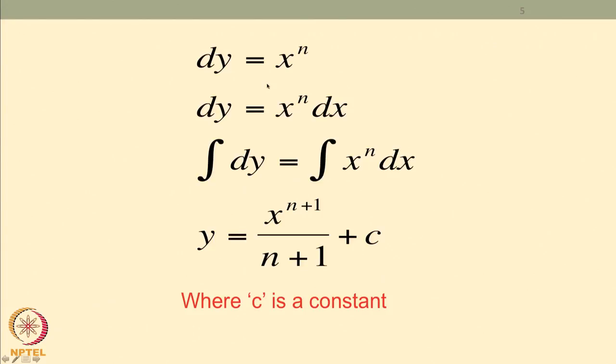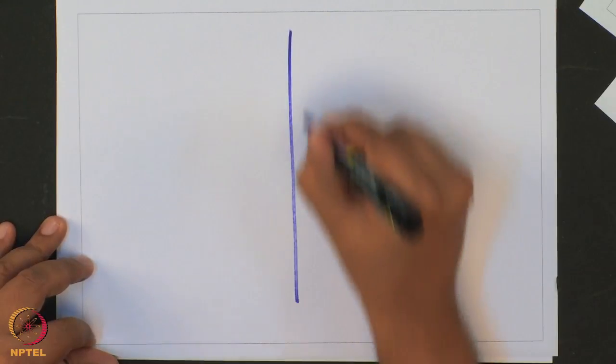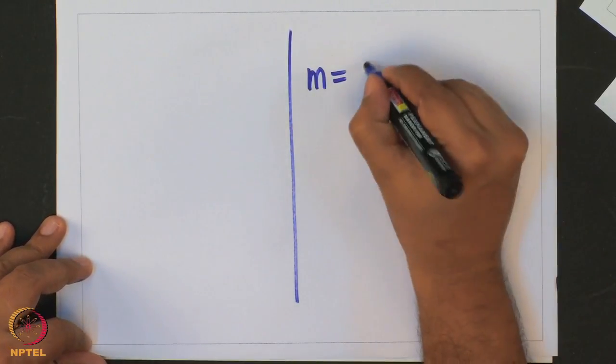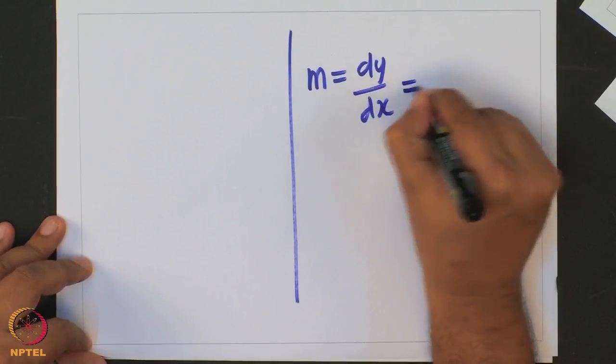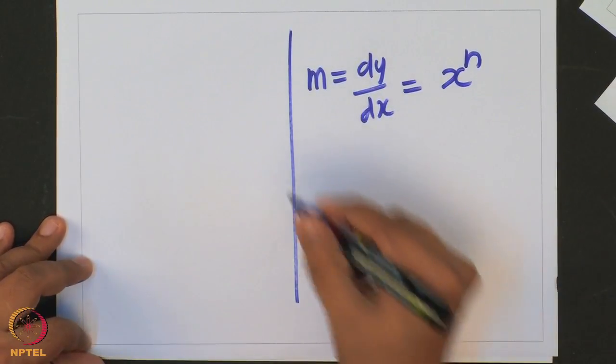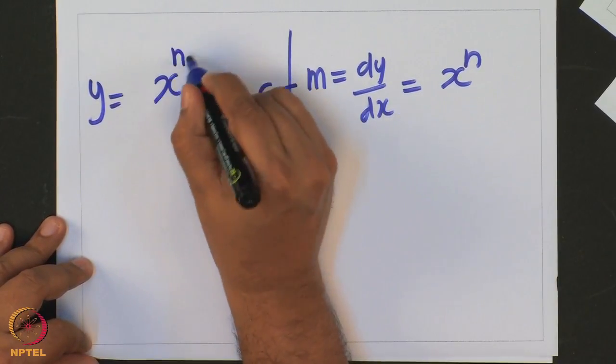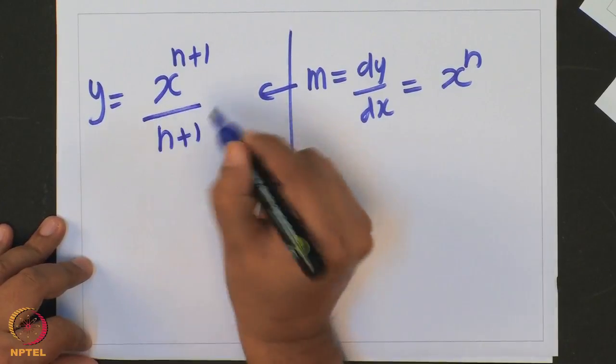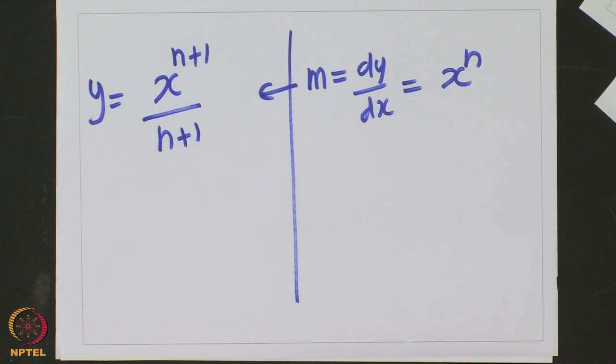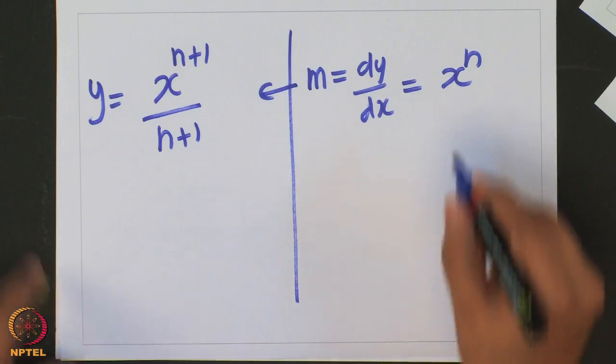So let me explain here. If we have dy by dx as x power n, so if we have in general, so we saw this, that is, if we have dy by dx, that is our m, which is dy by dx, if this is x power n, then y will be x power n plus 1 divided by n plus 1. So this is the rule.